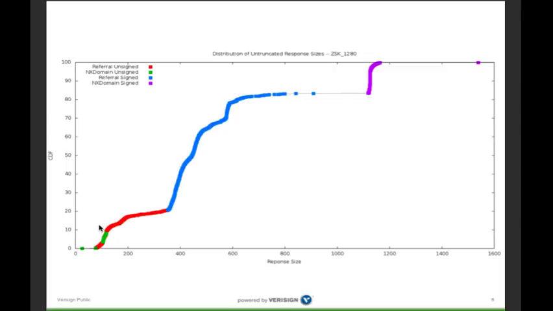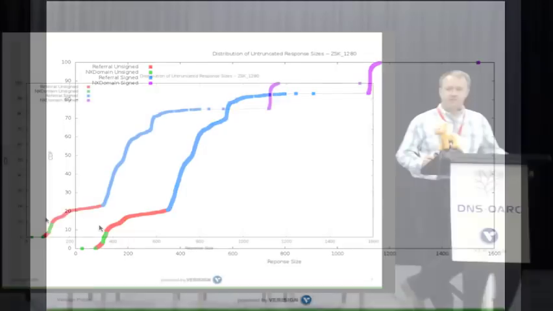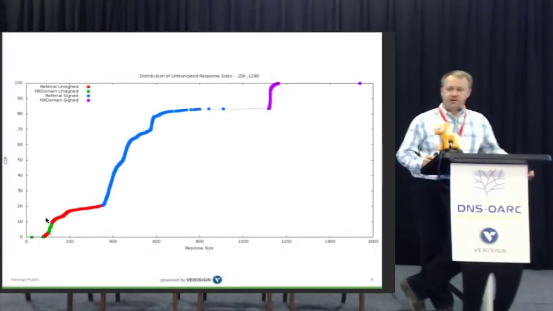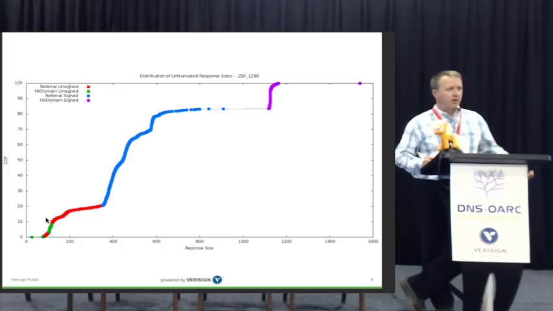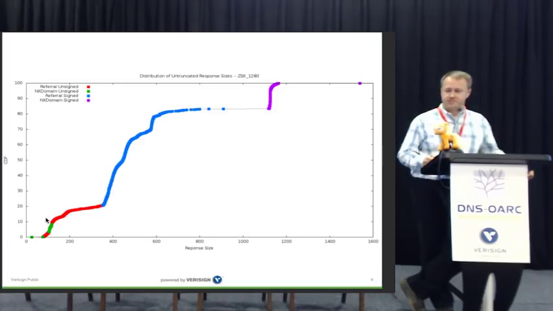Green, for example, there's a little bit of green. Those are unsigned NX domain responses. Then the red ones are unsigned referrals. The blue, which is most of them, that's signed referrals, and then the purple ones up at the top are signed NX domain responses. And for the most part, we stay well below fragmentation limits. In this result, there was some sub 1% number that was actually above that, but that's fine.